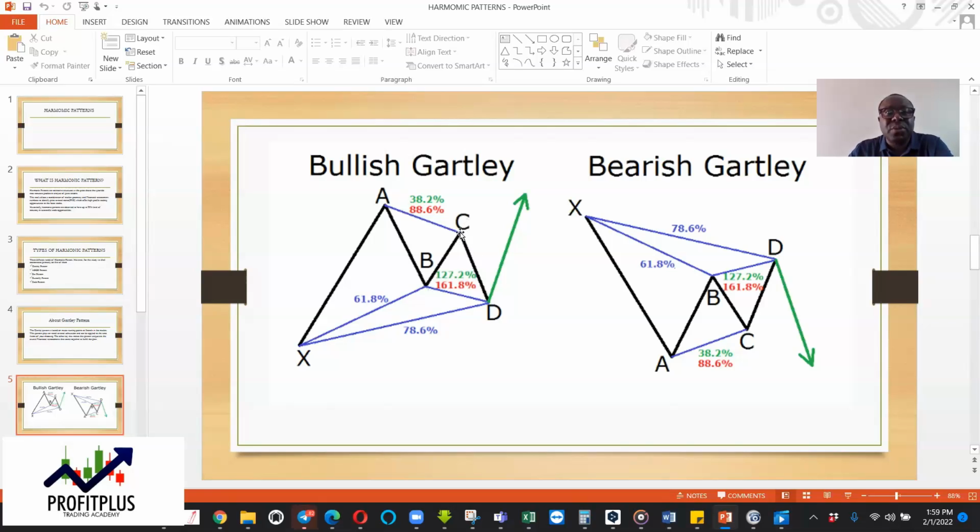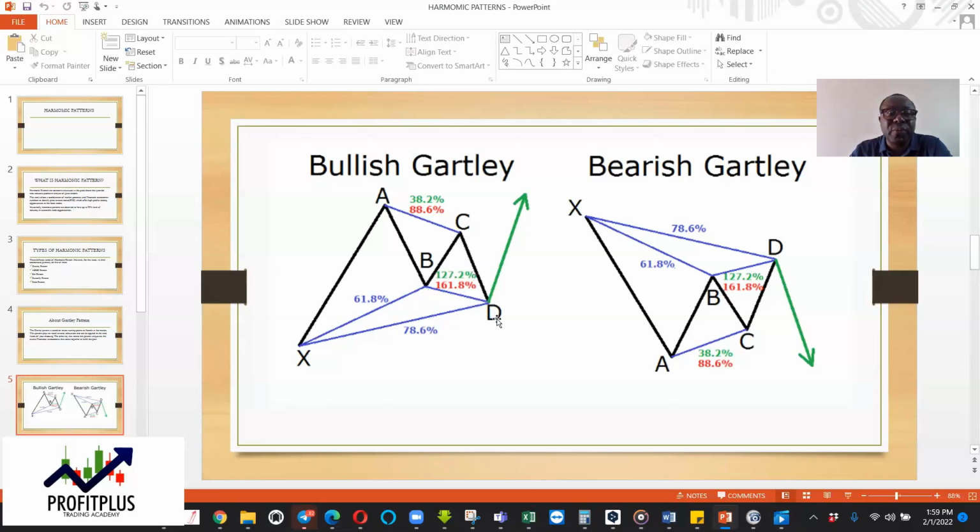Level C and A should never be on the same level. C and A should not be on the same scale. So you follow all these retracements. You drag from A to B and move to this point, which should give you about 38.2%. Then the market moves again from C down to D. You see, from C down to D.